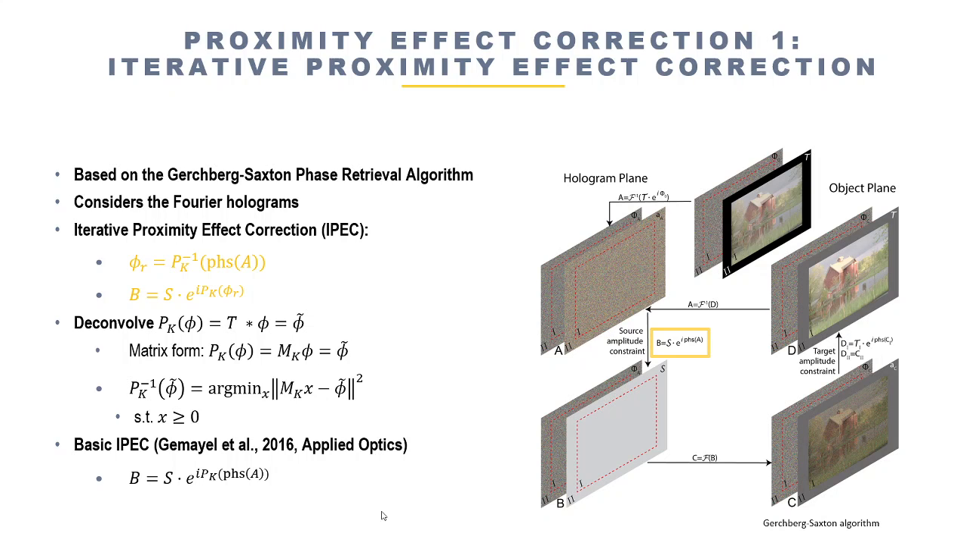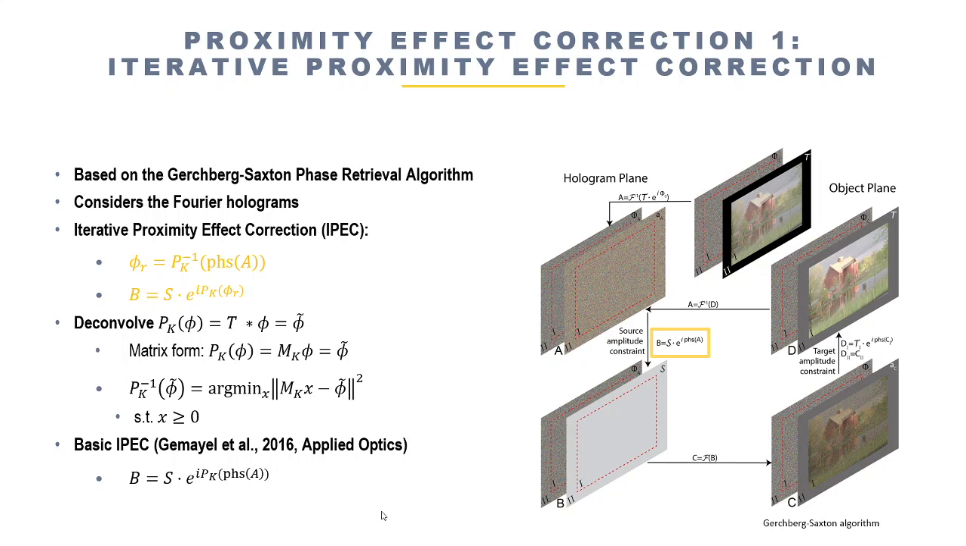We consider the Fourier hologram where the object plane is far enough from the hologram plane so that the propagation can be approximated with a Fourier transform. This does limit our method to holograms of 2D images, but we believe that this is a reasonable simplification for the first step on this topic. Our IPEC method replaces the source amplitude constraint in the GS algorithm with the equations highlighted in yellow.